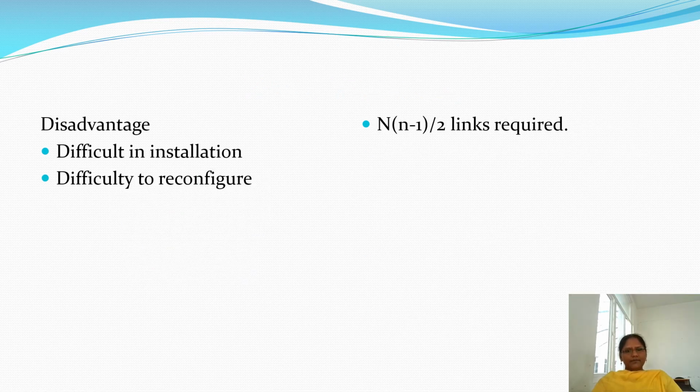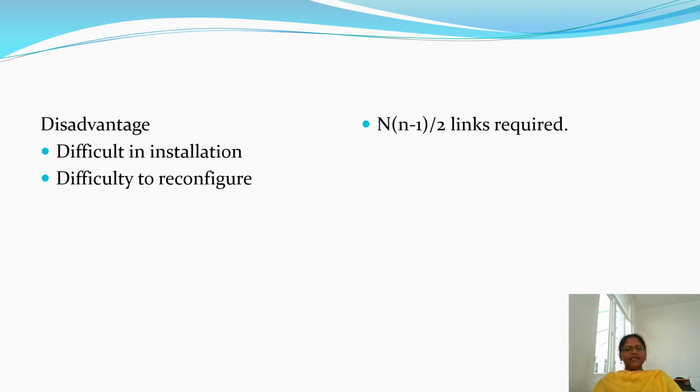In mesh topology, we have disadvantages. There are two different types of disadvantage. One is difficulty in installation. Because in mesh topology, we have to have a point-to-point link between every two devices. For example, if the network has more devices, then more point-to-point connections are needed between all the devices. So this is very difficult with respect to mesh topology, and reconfiguration is also difficult.